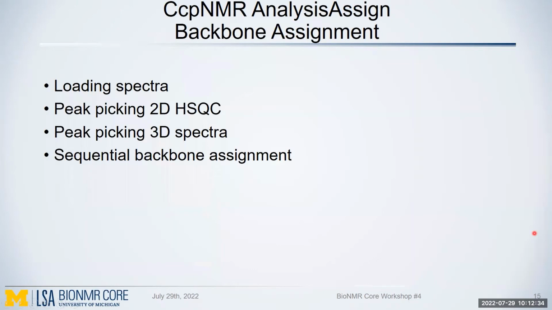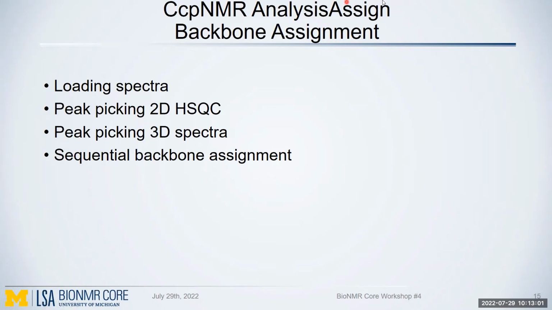And after you install CCPNMR, there are 4 steps to do the assignment. First, I will show you how to load the spectrum and display the spectrum. Then we will do peak picking. We'll first pick the peaks in the 2D proton nitrogen HSQC spectrum, and then we'll pick the peaks in the 3D NMR spectrum. And after peak picking, we'll finally do sequential backbone assignment.